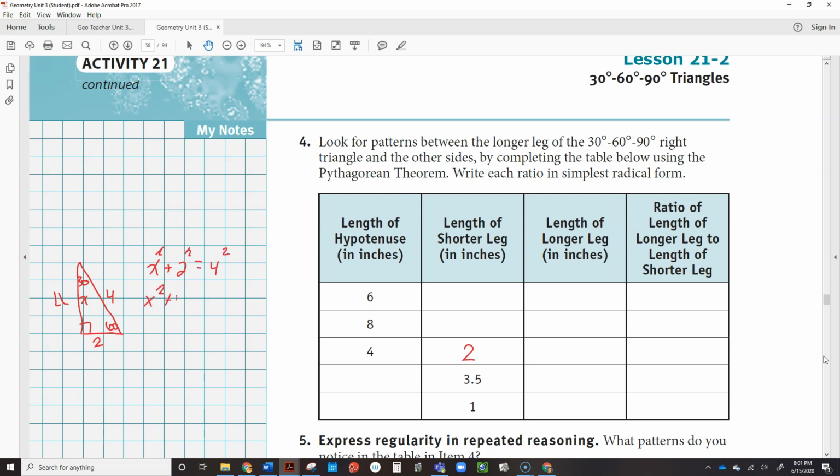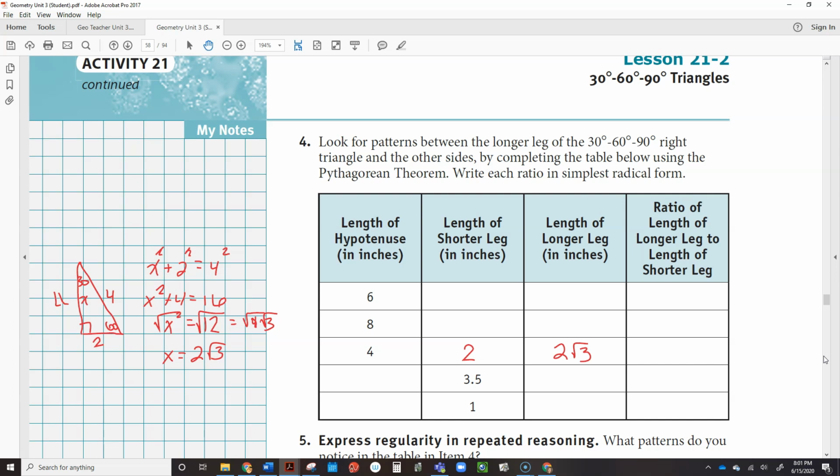So x squared plus 2 squared is equal to 4 squared. So x squared plus 4 is equal to 16. Subtract 4 from both sides, and x squared is equal to 12. Take the square root of both sides, and x is equal to the square root of 12, which is the square root of 4 times 3. We can separate those into 2 different radicals, and the square root of 4 is 2. So we end up with the length of the longer leg is 2 square roots of 3.